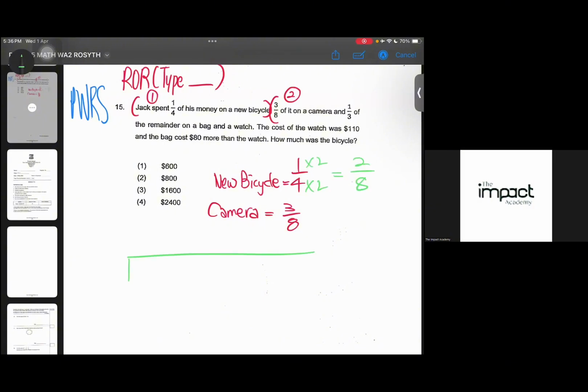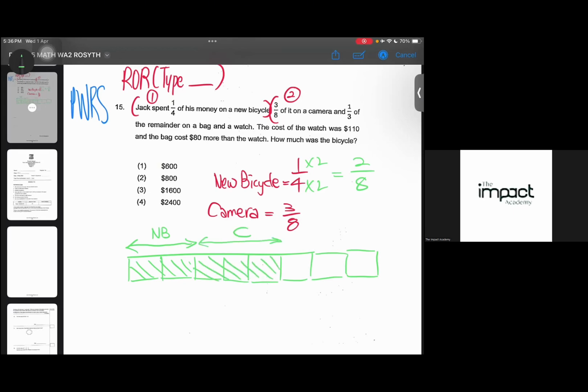Okay, so from here itself, you can see, right? I'm going to go 1, 2, 3, 4, 5, 6, 7, 8. All right. So what I'm going to do is, of course, shade 2 units over here. This is for the new bicycle, right? Then after that, I'm going to shade 3 units over here. This is for the camera. So you see, from here itself, I already know, right? Then sentence number 3 says 1/3 of the remainder.